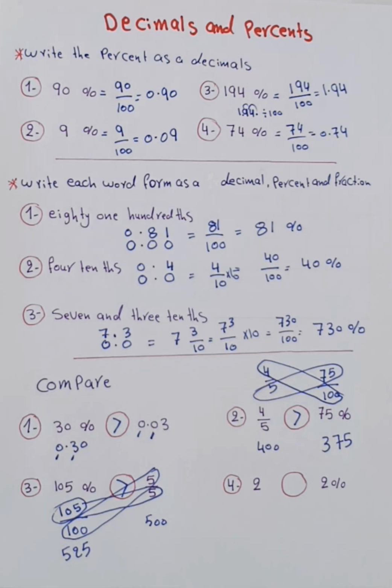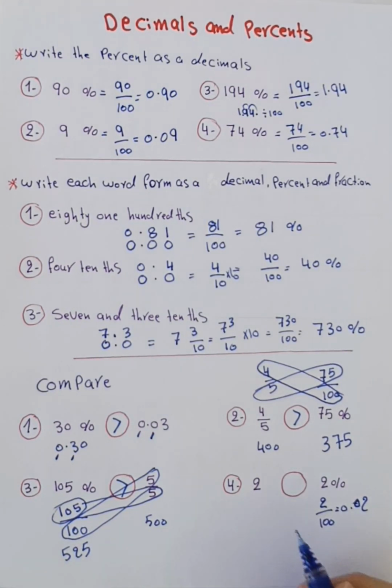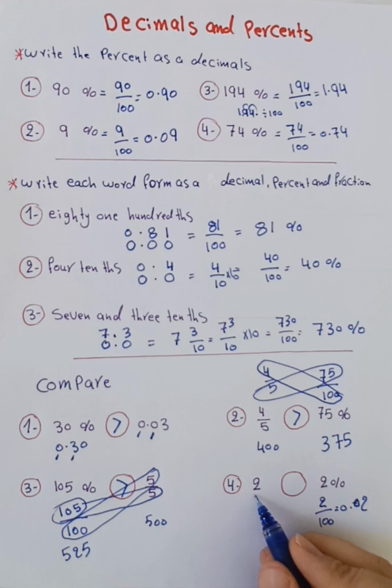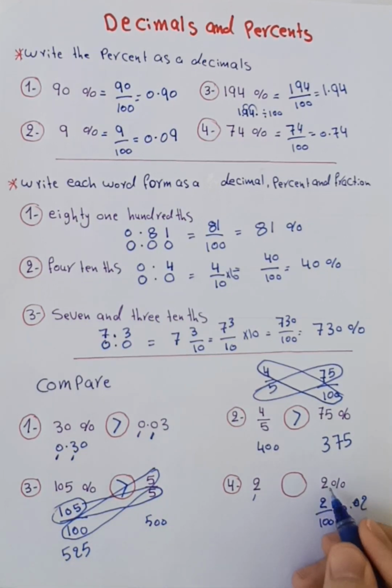Example number 4, you have 2 and 2%. 2%, we can change this percent to a decimal. 2 out of 100 equal to 0.02, and then we can compare. The whole number is 2 and the whole number is 0. It means 2 is greater than 2%.